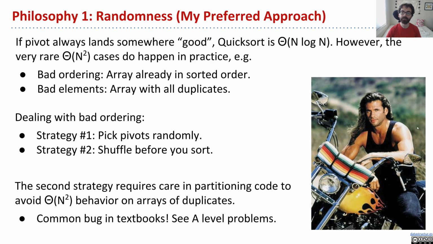And so I always think about this version of QuickSort as like this guy. This is from a TV show, which I've never seen, by the way, called Renegade. But hey, look at this guy. He's got this long, crazy hair. He rides a motorcycle with some kind of almost rainbow on it.